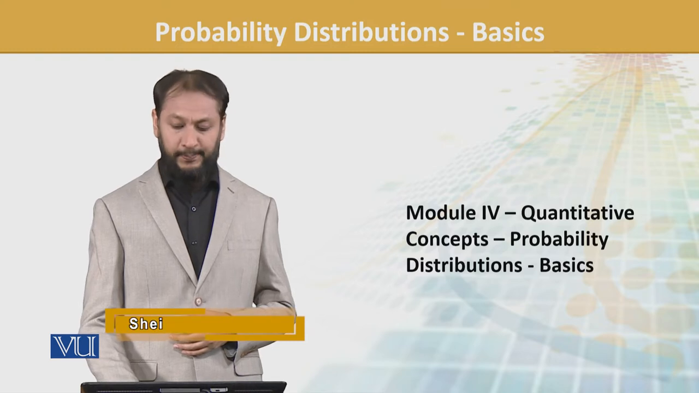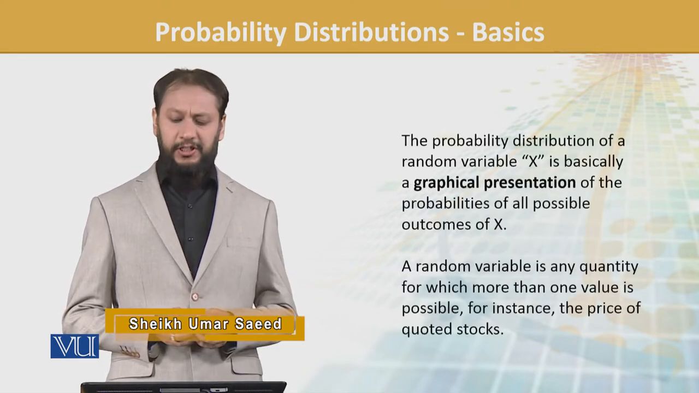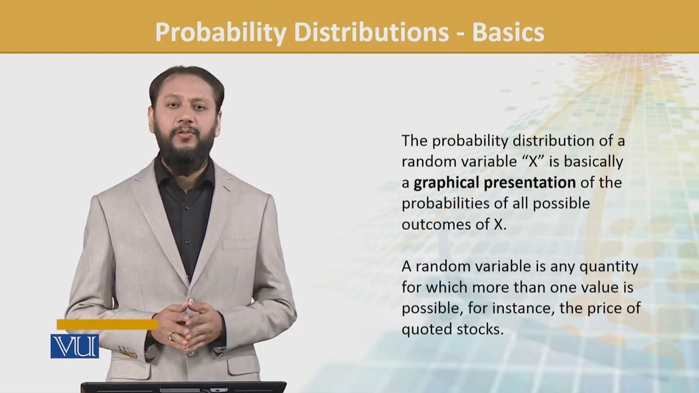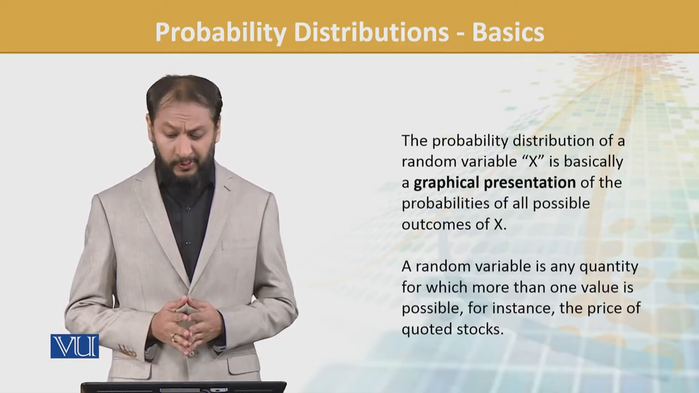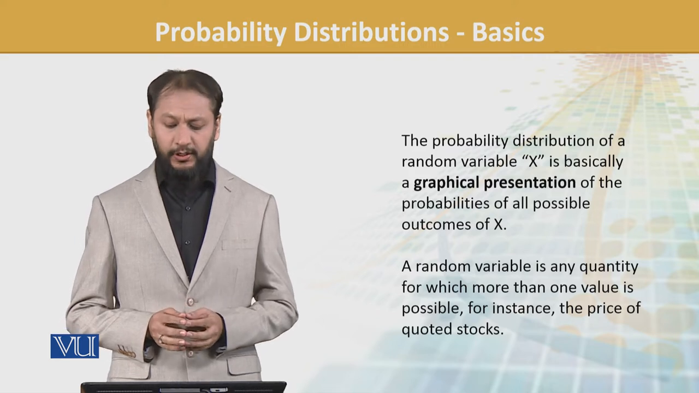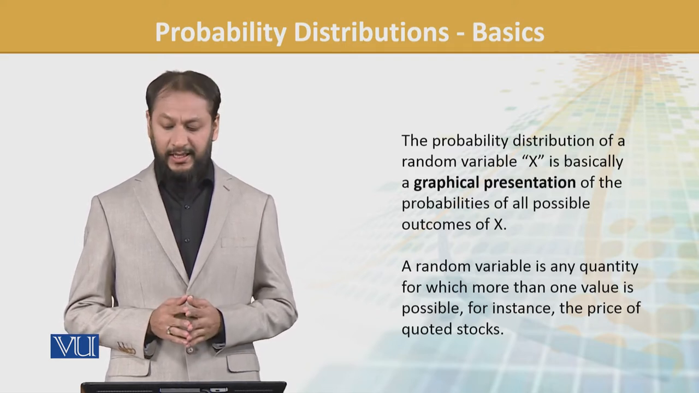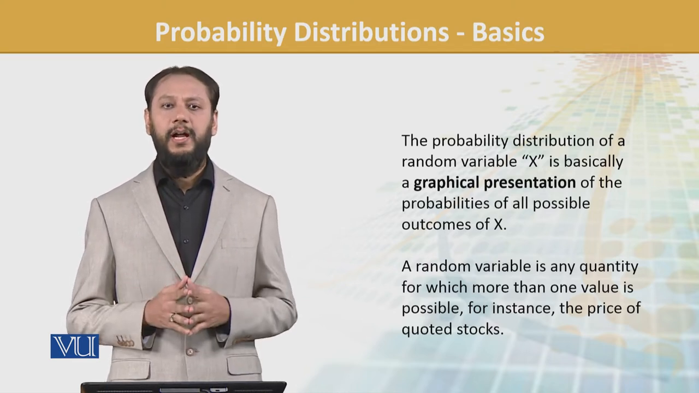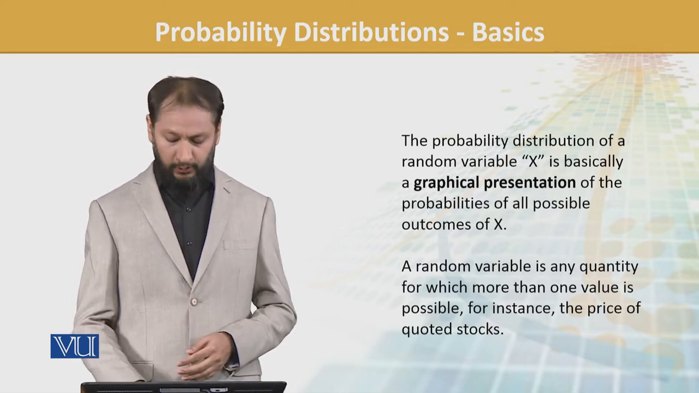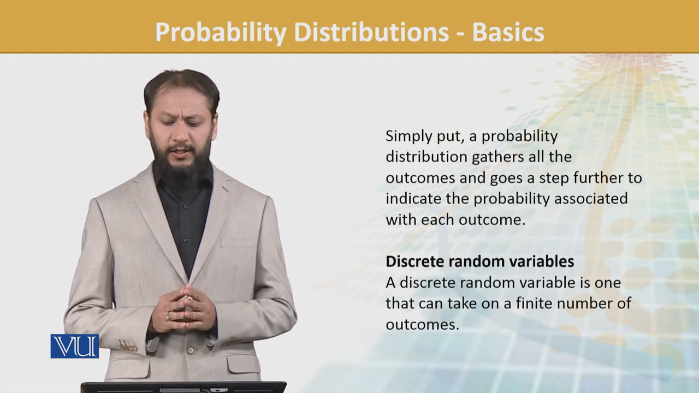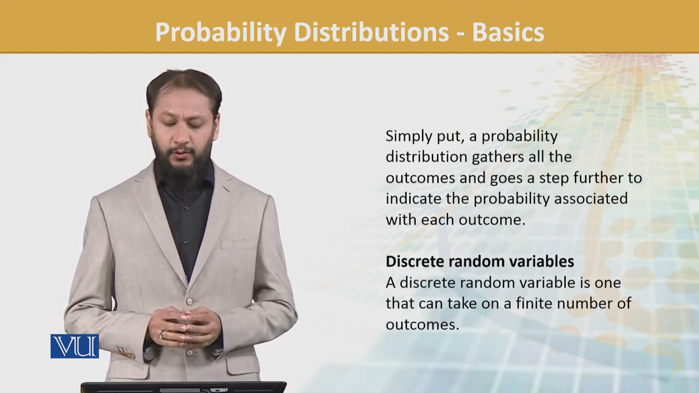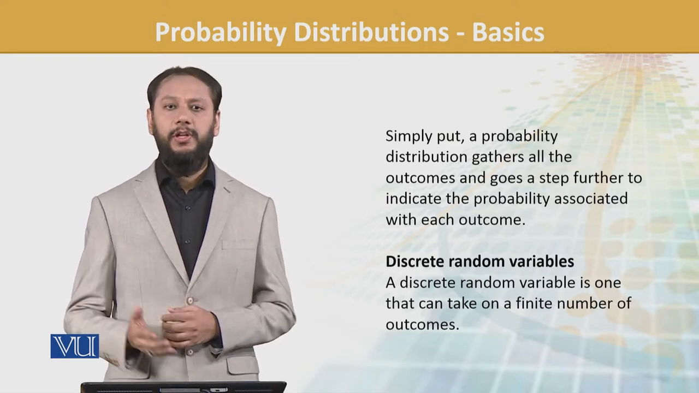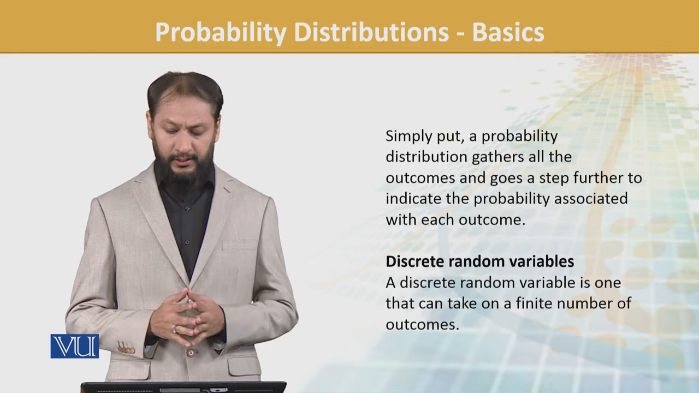Probability distribution of a random variable X is basically a graphical presentation of the probability of all possible outcomes of X. How many possibilities it has. A random variable is any quantity for which more than one value is possible, such as the price of a quoted stock, meaning how many times it can occur and what is the likelihood of that. We capture that through this. Simply, our probability distribution gathers all outcomes and goes a step further to indicate the probability associated with each outcome, that is, what the outcomes are and what their probability of occurring is.